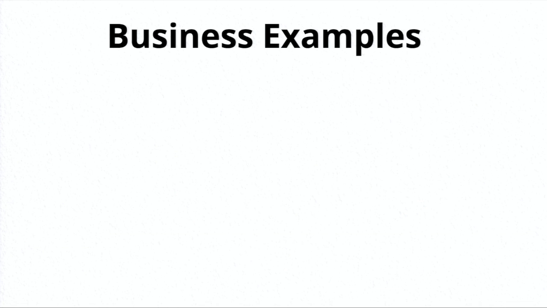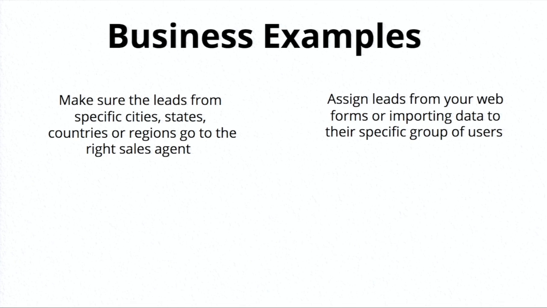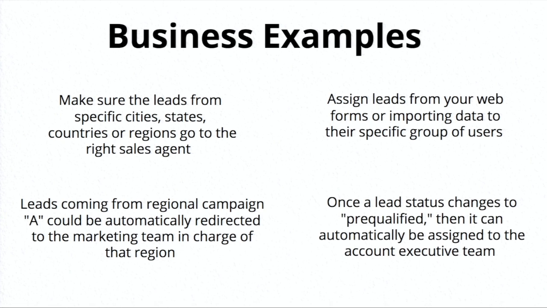All right. And just a few business samples. When would you use this? One, make sure the leads from a specific city, state, country, or region go to the right sales agents or sales group. Assign leads from your web form or imported data to their specific group of users. Leads coming from your original campaign A could be automatically redirected to the marketing team in charge of that region. Or once a lead status changes to pre-qualified, it can automatically be assigned to the account executive team.